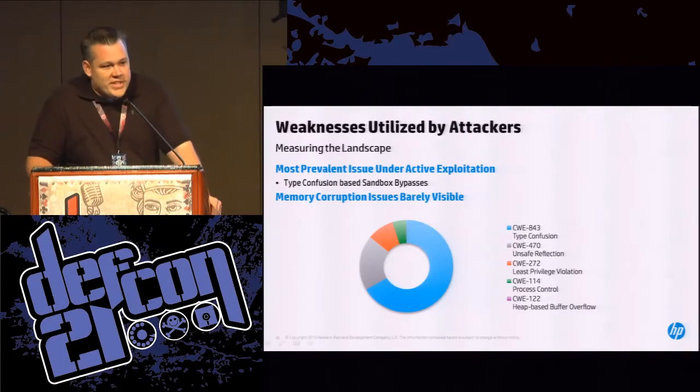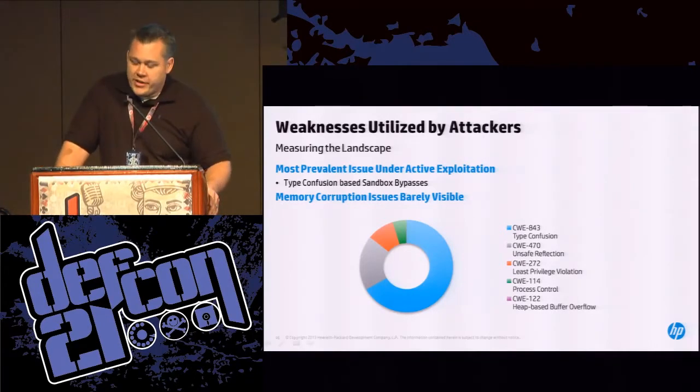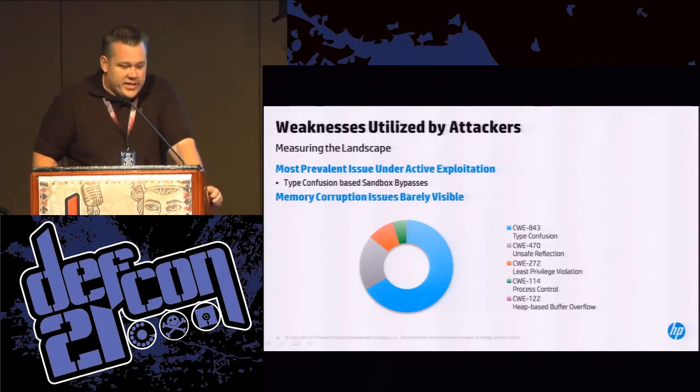So we wanted to look at what's actually being utilized compared to what's actually in the framework itself. And what we see is that type confusion is actually the most common bug to be utilized in the landscape, with over 2/3 of the sample set being a type confusion bug. What you see is unsafe reflection taking a quarter, followed by least privilege violation, and the 3 of the sandbox issues account for almost 90% of the actual activity out there on the web.